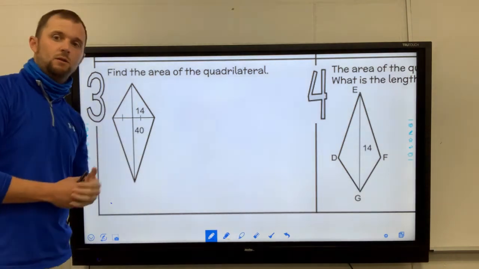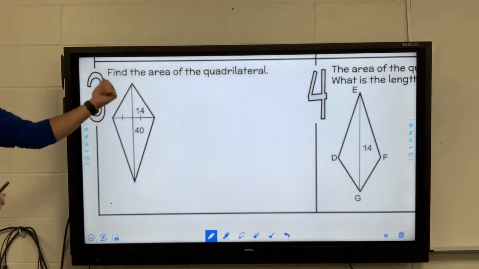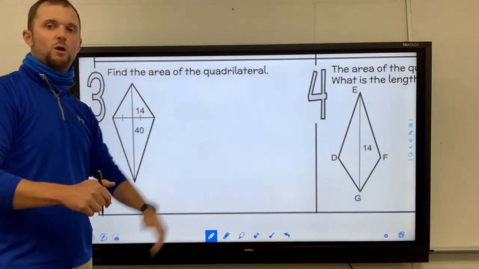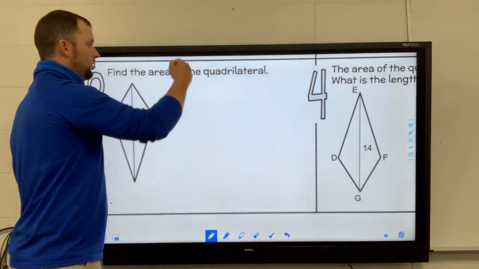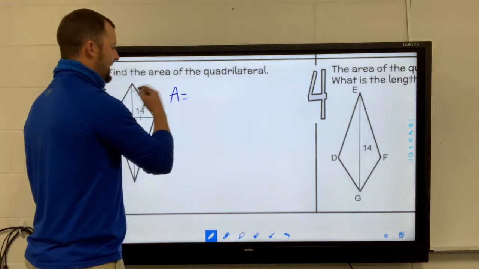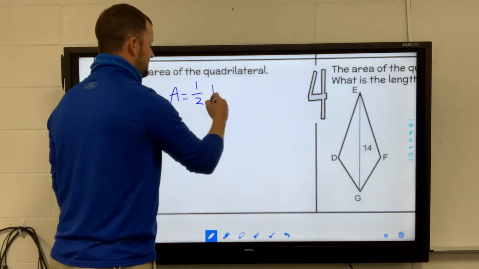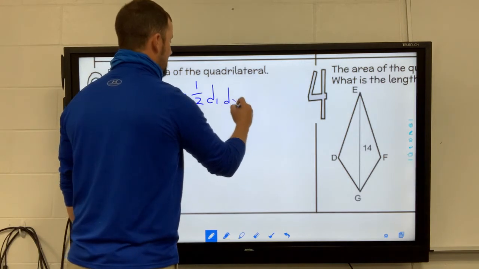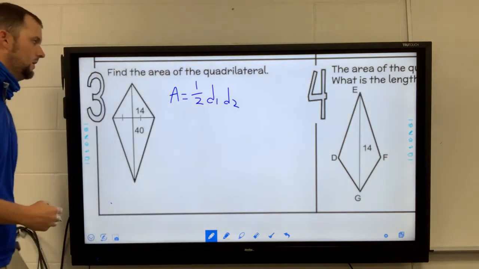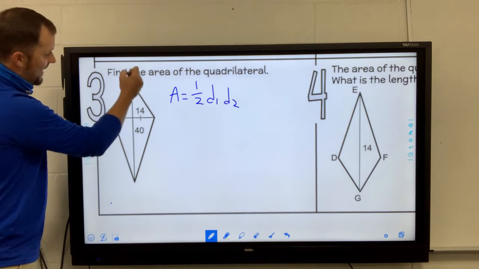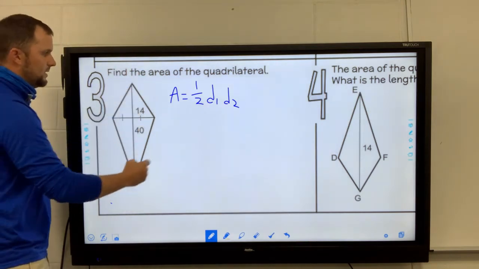All right, guys, so looking at number 3. It looks like we have a kite. So I need to find the area of this quadrilateral. Automatically you should look back and know your area of the kite is going to be 1/2 diagonal 1 times diagonal 2. I'm going to multiply those together. Right now it looks like the entire diagonal of this one is going to be 40. So I'm going to plug that in.